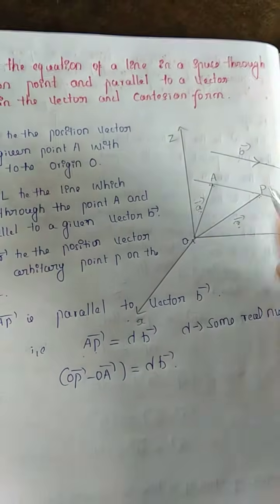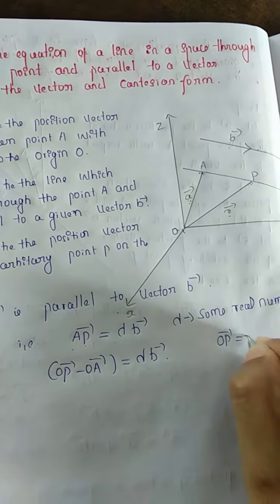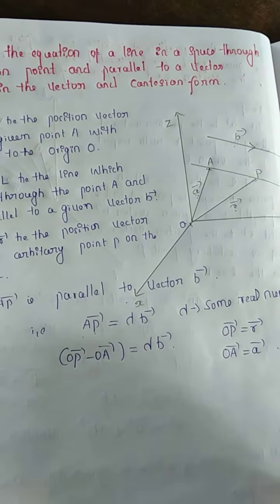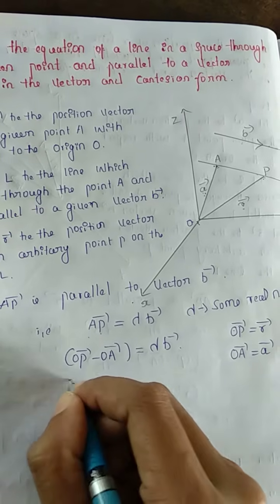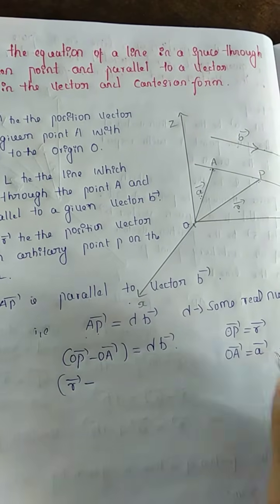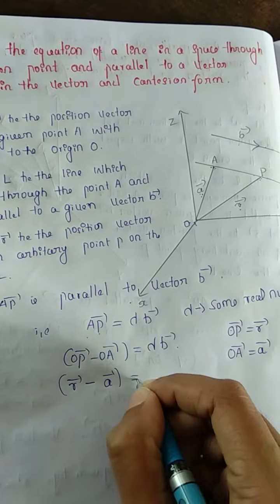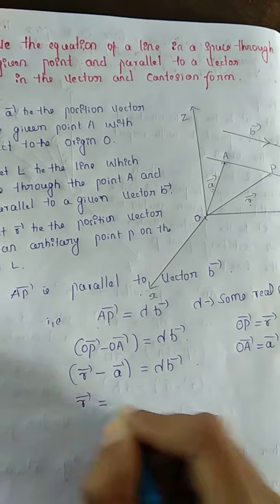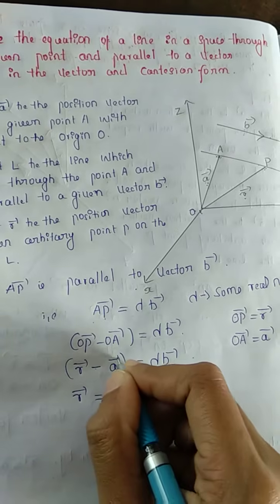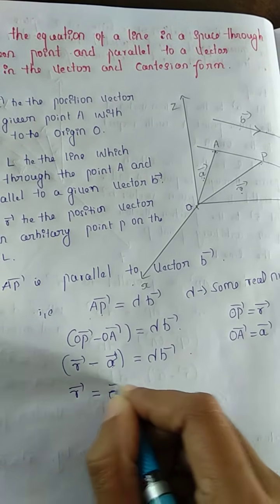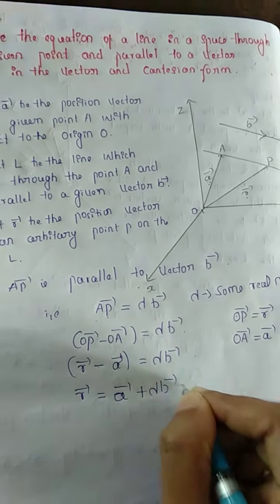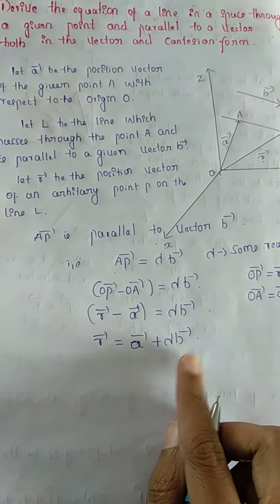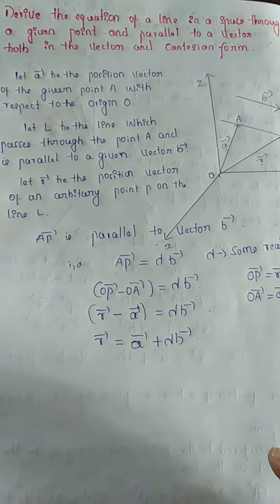and we write vector OP is equal to vector R, vector OA is equal to vector A. Okay, so vector R minus vector A is equal to lambda times vector B. So we write vector R is equal to vector A plus lambda times vector B, which is the required vector form.